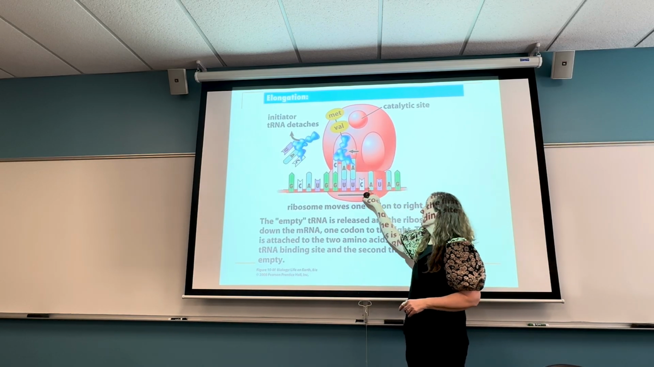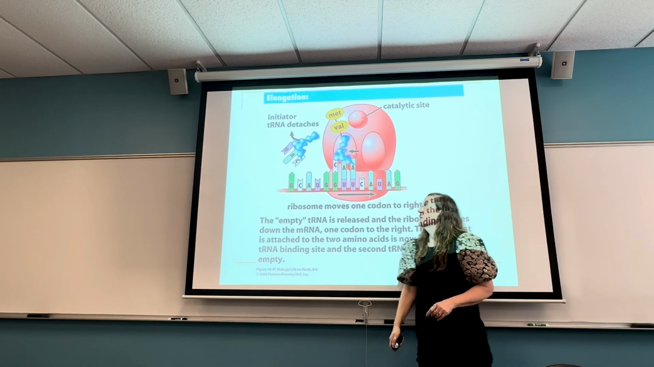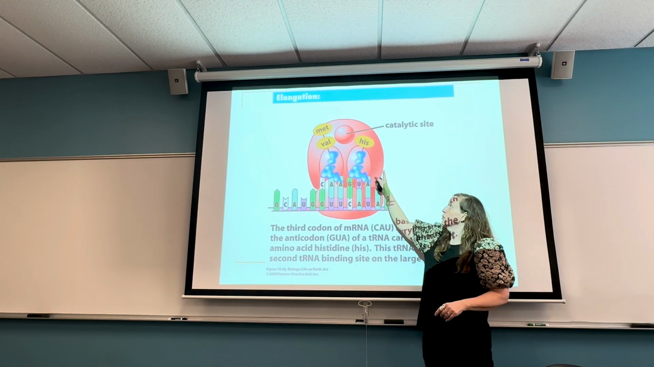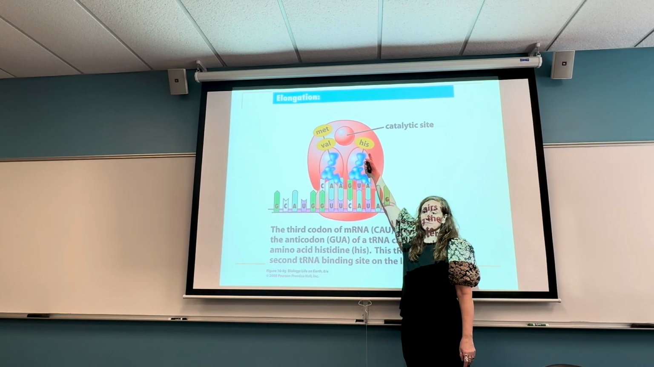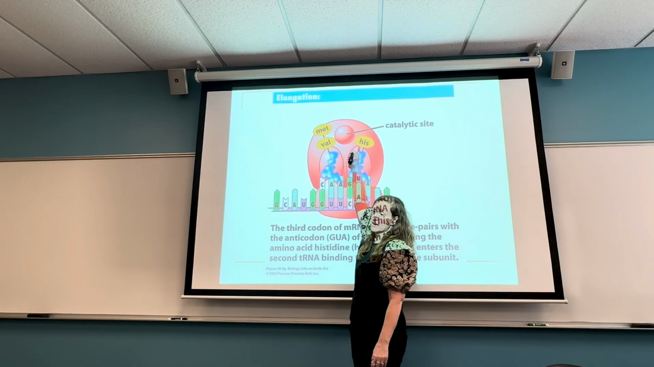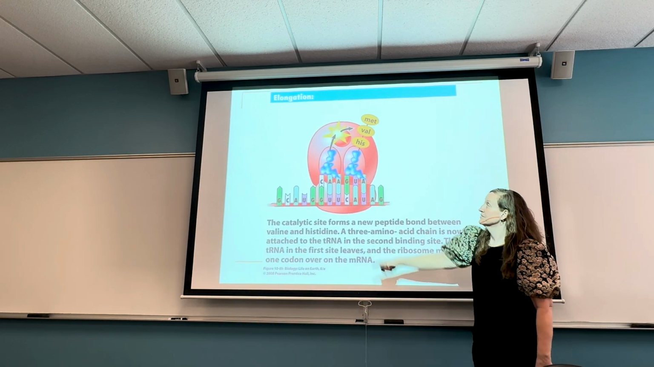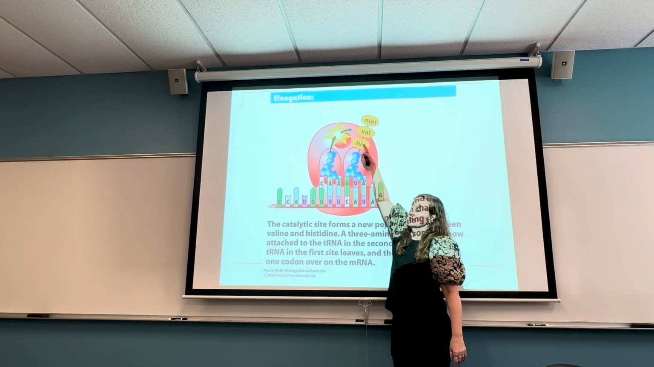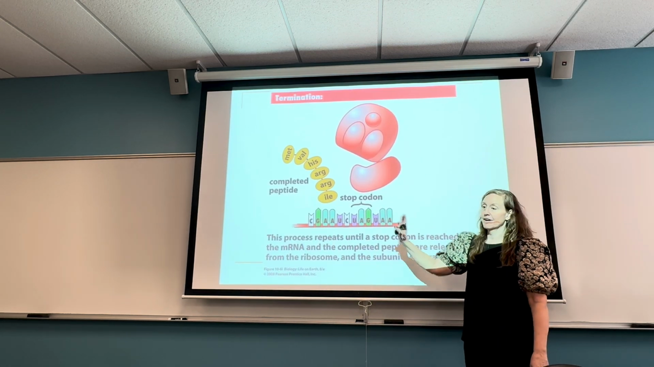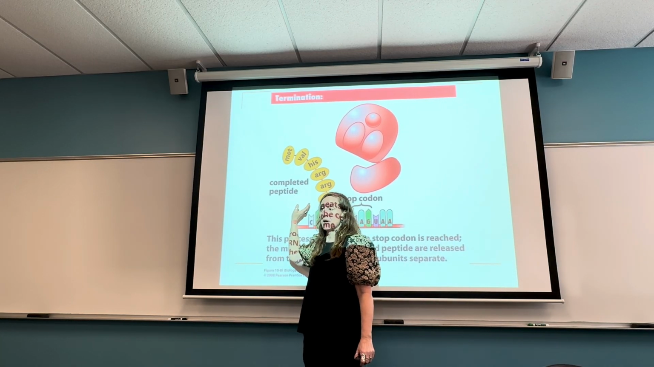The next binding site, you have CAU. The appropriate anticodon brings over GUA. The CAU codes for the amino acid histidine. At the catalytic site, valine and histidine are going to undergo a dehydration synthesis to make a peptide bond. And then everyone's going to move over another one. This keeps happening, everybody keeps moving over until the entire protein is made.